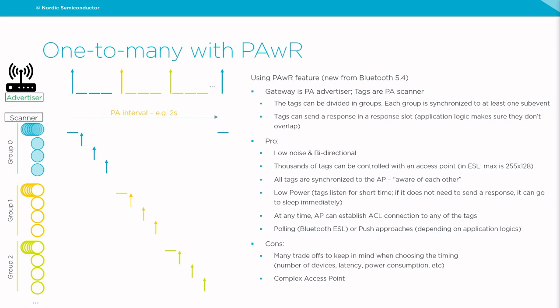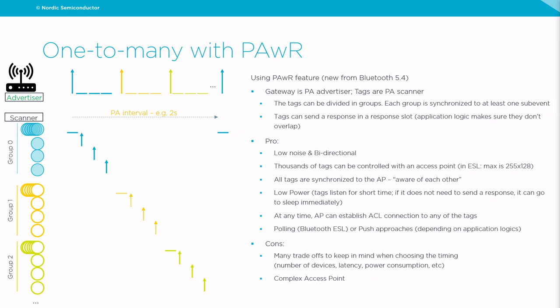You can have different approaches to interact with the tags, either a pull approach or a push approach. We will see that in the case of Bluetooth ESL, a polling approach is used. That means that it's the access point that sends commands to the tag when needed. However, for your application, you may decide also for other logics, for example, for a push approach, but you will need to define the upper layers accordingly.